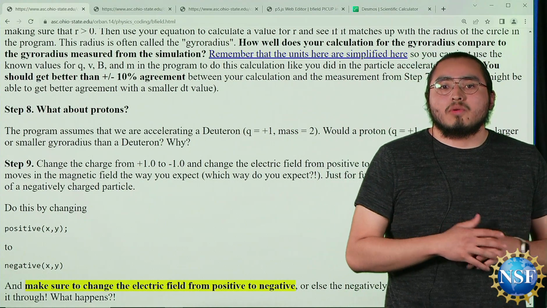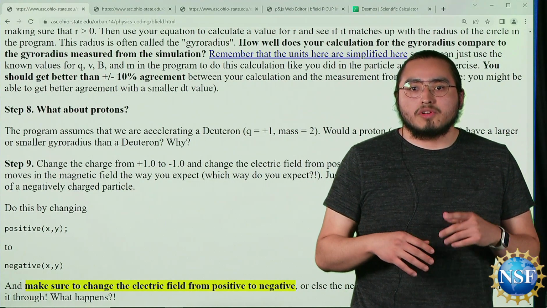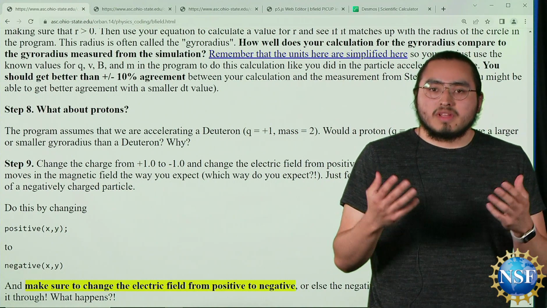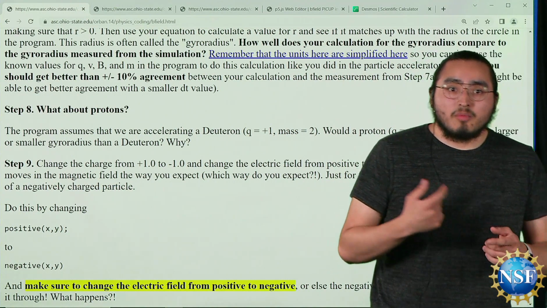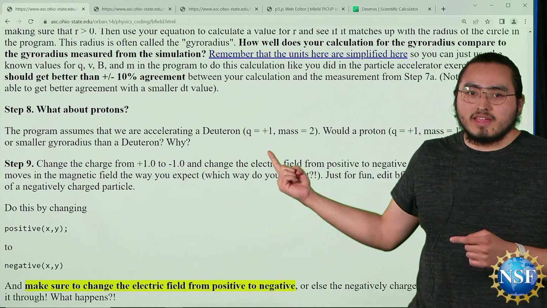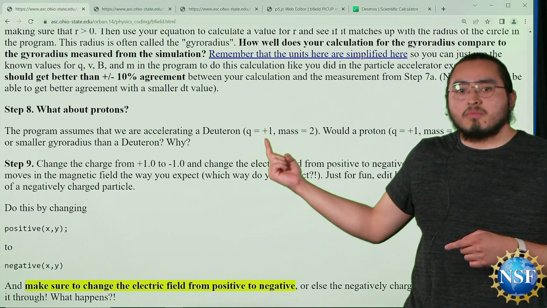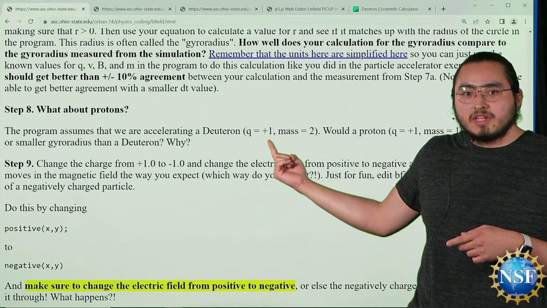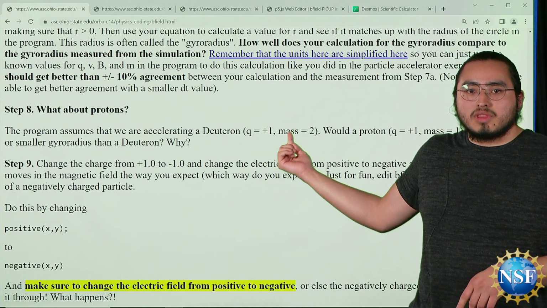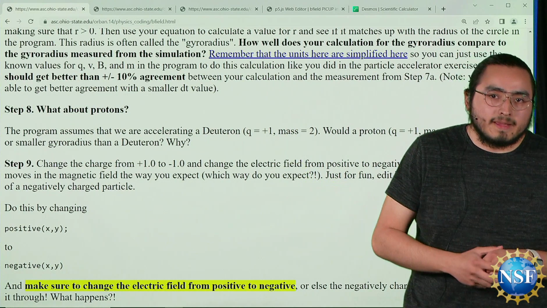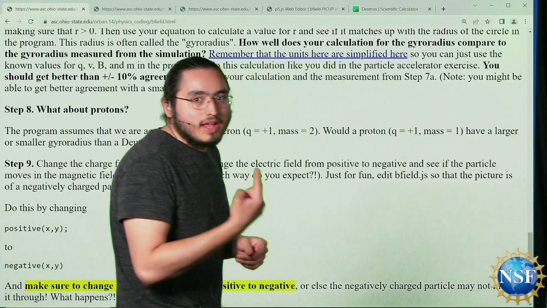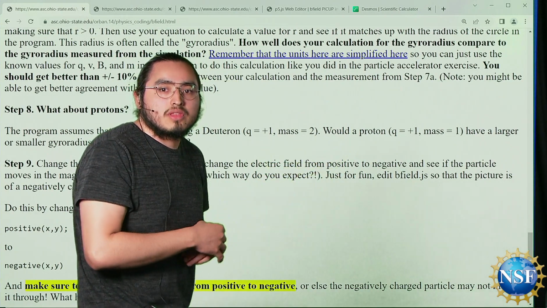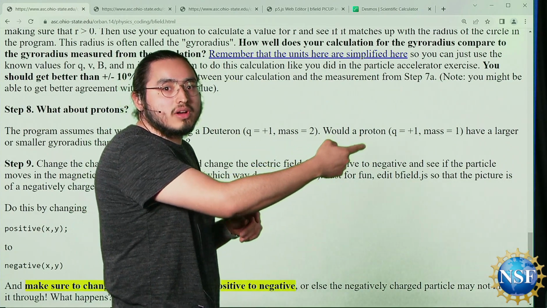For step 8, what we do here is change up some of the initial values that we have in our system. In our program, we have a deuteron. It's a proton with a neutron on it, so its elementary charge is just 1 with a mass of 2. Now we're going to ask what happens when it's just a proton, without a neutron with it. So it just has a mass of 1.